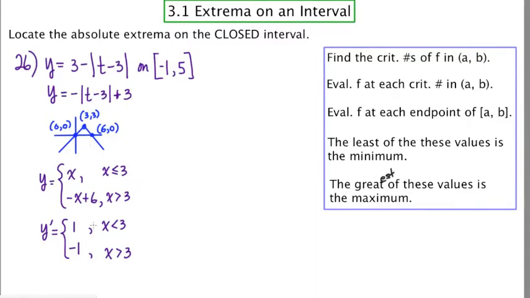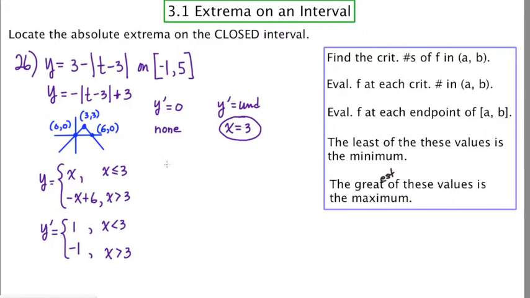It's not defined there. So when we go to our two questions, where is the first derivative equal to 0? And where is the first derivative undefined? The first thing we can say is that it's undefined when x equals 3 because of this cusp. So that's going to be one of our critical numbers. Now, where's the first derivative 0? If we look at our first derivative, you could say, okay, well, when does 1 equal 0? That never happens. When does negative 1 equal 0? That never happens either. So this doesn't contribute anything to our list of critical numbers, and consequently, this is our only number that is critical.